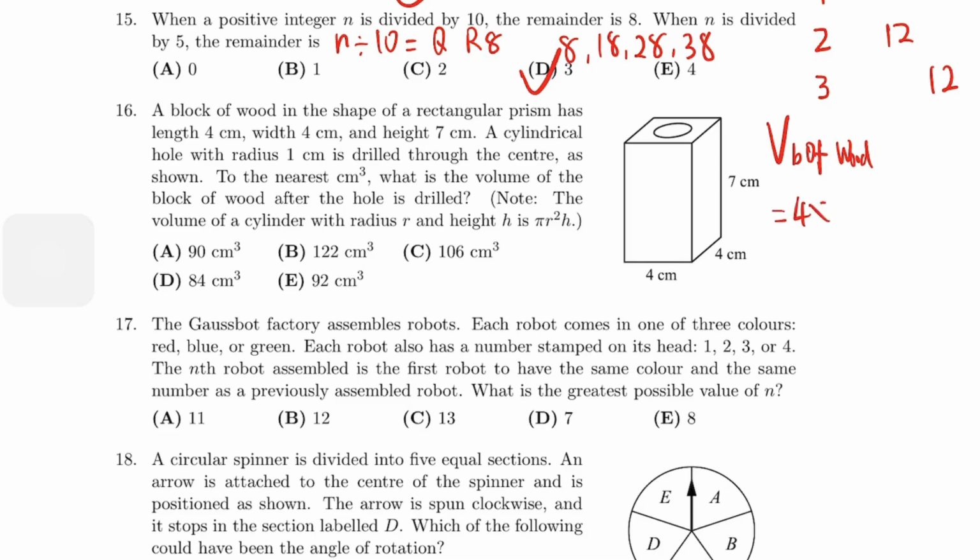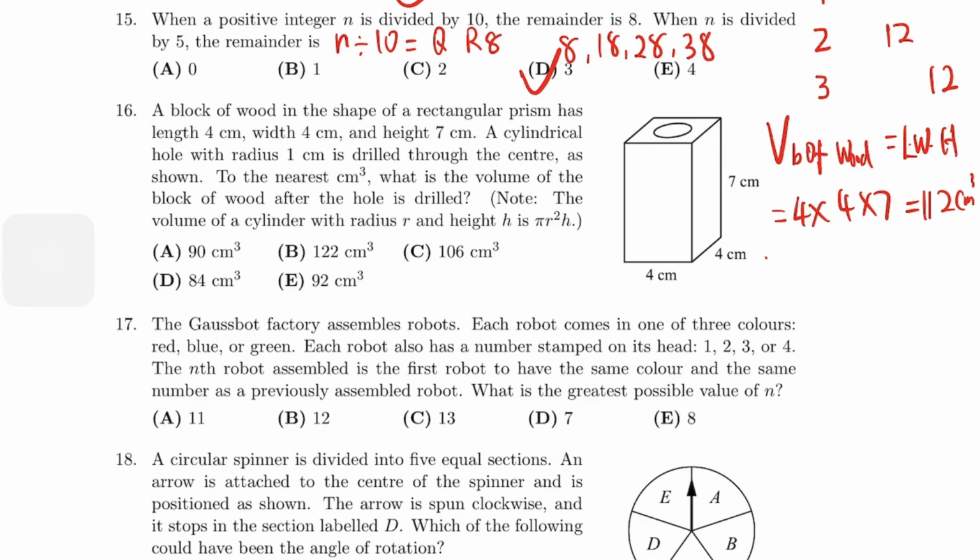Which is 4 times 4 times 7, length times width times height, right? So length times width times height. So it's 112 centimeter cubed. And then the cylinder hole, we can find the radius. It's pi r squared h.